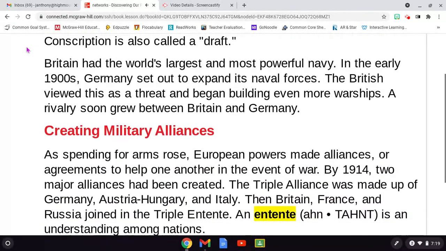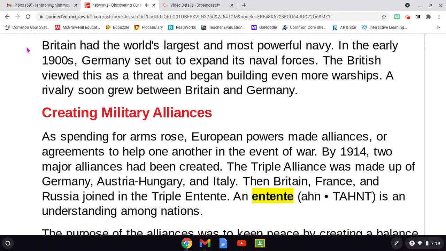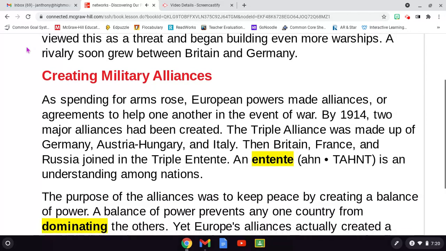Britain had the world's largest and most powerful navy. In the early 1900s, Germany set out to expand its naval forces. The British viewed this as a threat and began building even more warships. A rivalry soon grew between Britain and Germany.